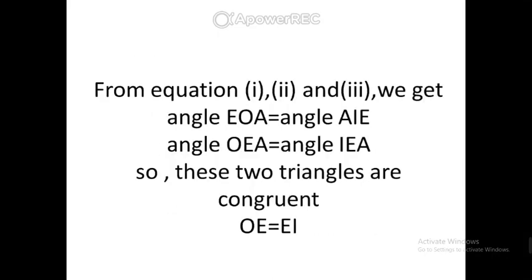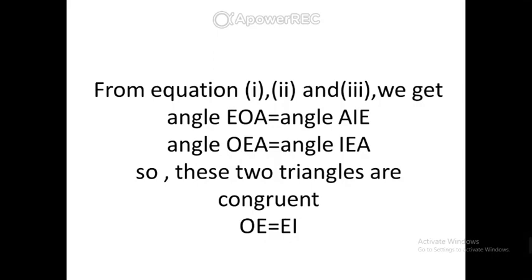From equations first, second and third we get angle EOA equals angle AIE. And angle OEA equals angle IEA. So these two triangles are congruent. So OE equals EI.